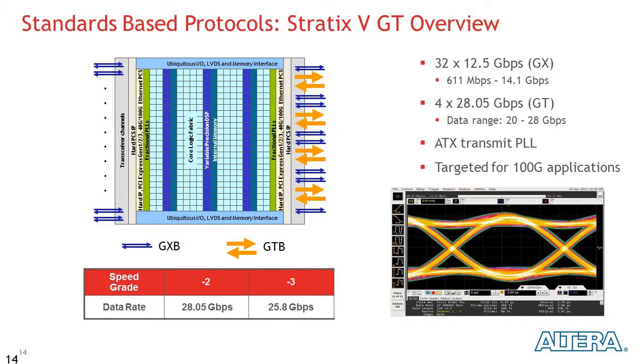So here we're looking at the Stratix 5 GT family, and with the number of transceivers available for Stratix 5, we have 32 GX transceiver channels capable of 14.1 gigabits per second. And for the high-speed bandwidth, we have the GT transceiver channels, which are capable of 28 gigabits per second.